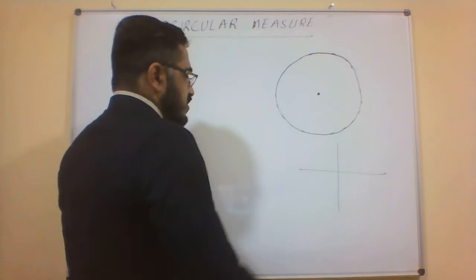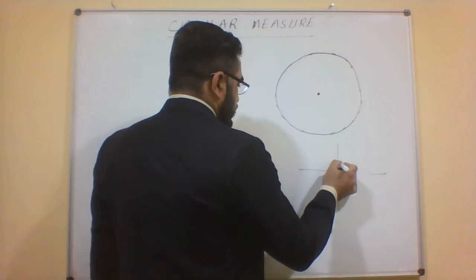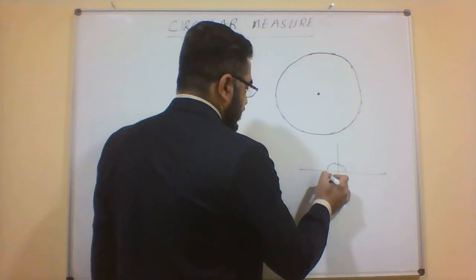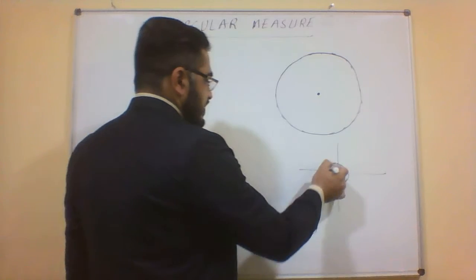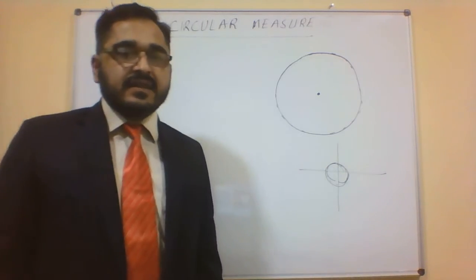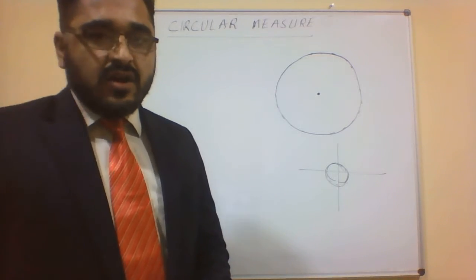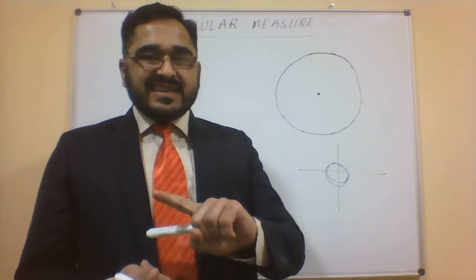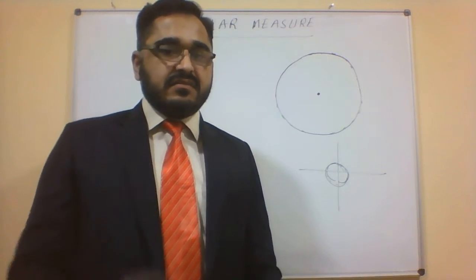You know this complete one revolution is 360 degrees. In this one quadrant 90, the next quadrant again 90, then again 90, again 90, and 4 into 90 will be 360. This complete revolution is of 360 degrees. Now I will discuss the relation between degree and radian.